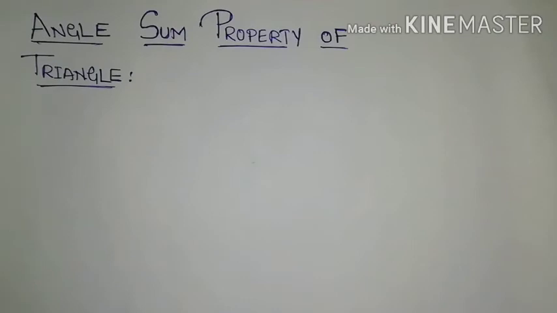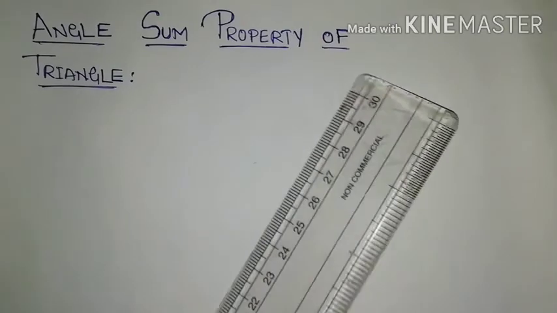In today's class, we'll be learning about the angle sum property of a triangle. The angle sum property of a triangle refers to the sum of all the interior angles present in a triangle. As you have learned before, a triangle is a polygon with three sides. So any triangle has three sides and also three angles.